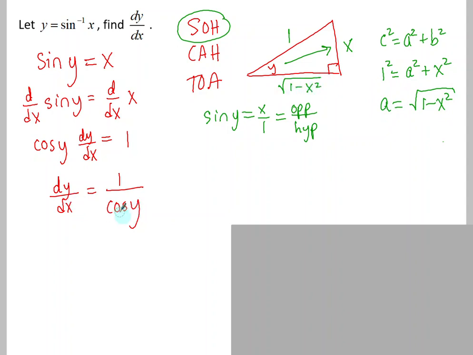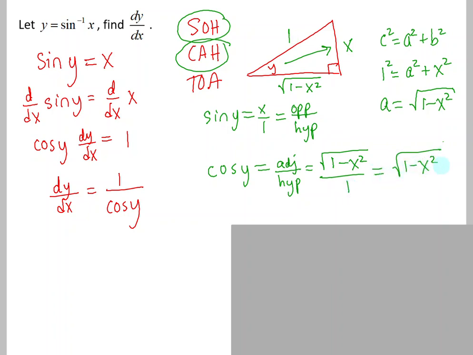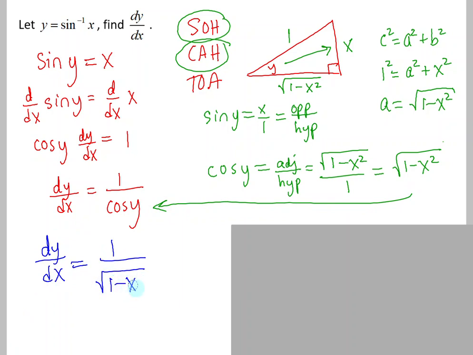Now, so far in our derivative, we have cosine of y. So what does cosine of y equal in terms of x? Well, cosine is adjacent over hypotenuse. The adjacent side to y, the leg adjacent, is square root of 1 minus x squared, and the hypotenuse is 1. Or more simply, square root of 1 minus x squared. So we plug that into our derivative, and now we see that dy/dx, our derivative, is 1 over the square root of 1 minus x squared.